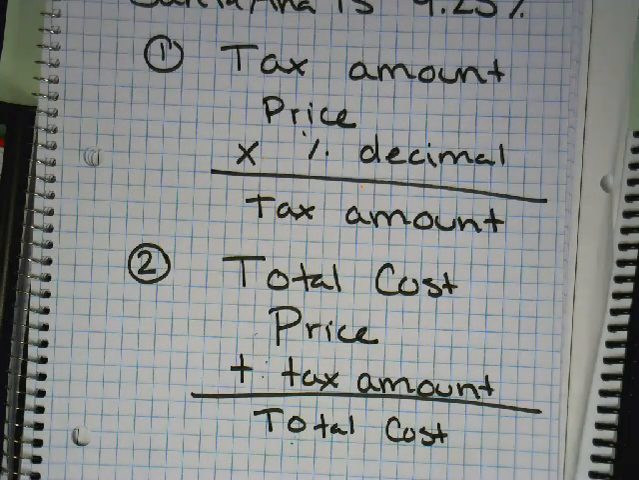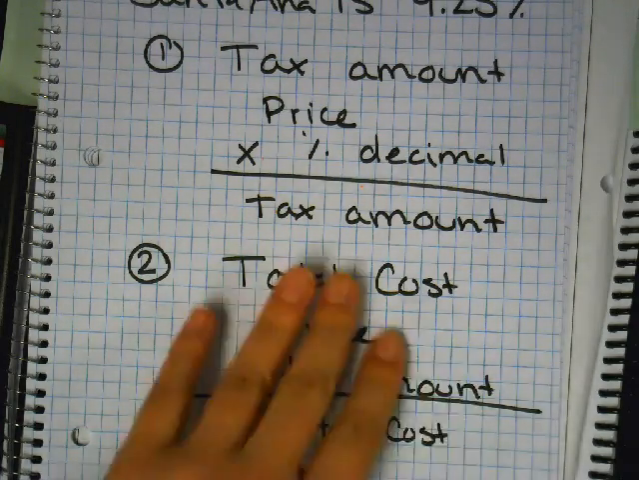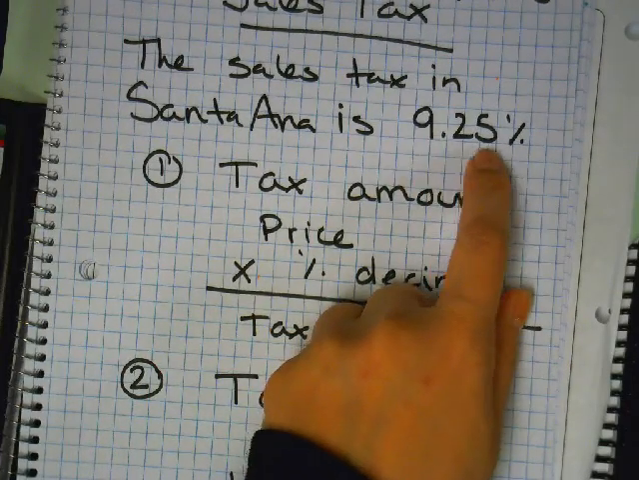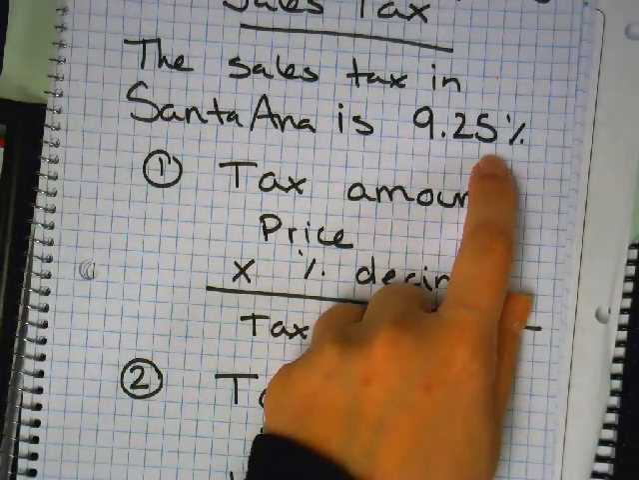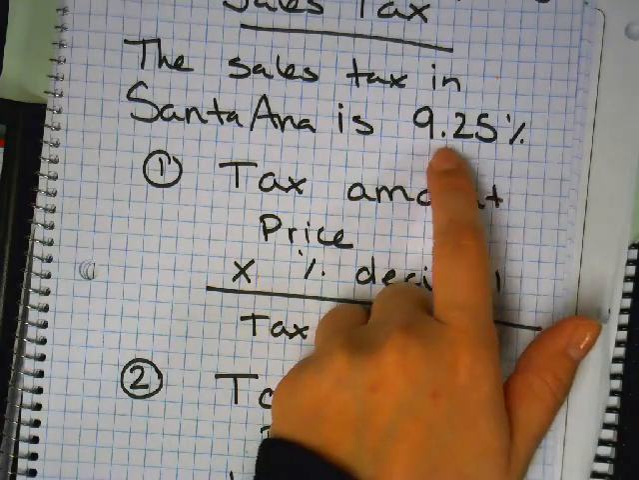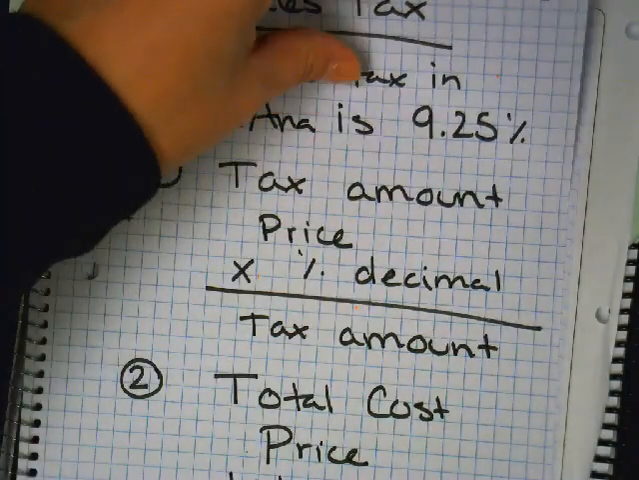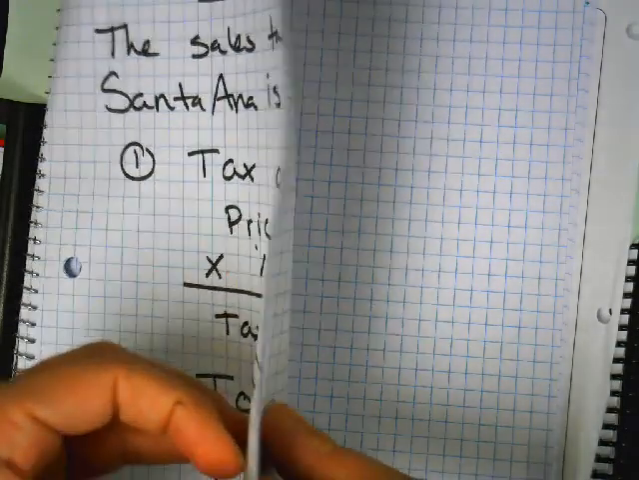The other hard part is changing the percent into a decimal, because percents are kind of weird to start with. This is where kids sometimes have a hard time. So let's just go over it. 0.925 is not correct.